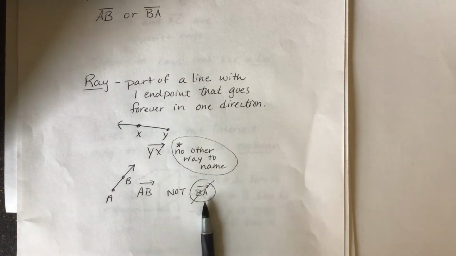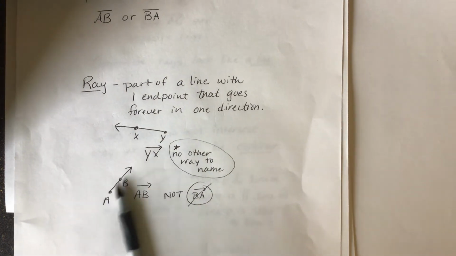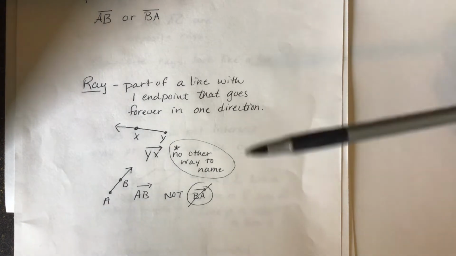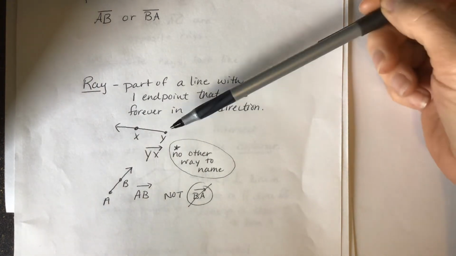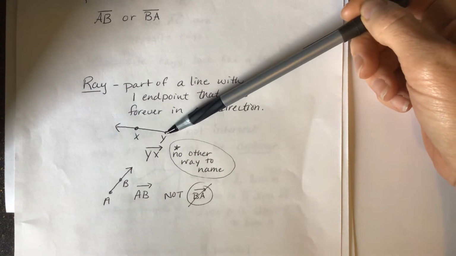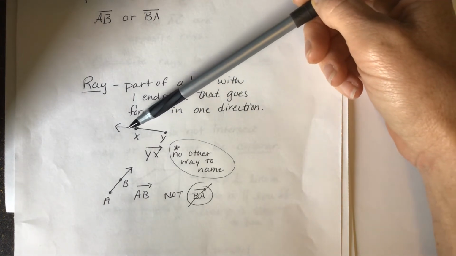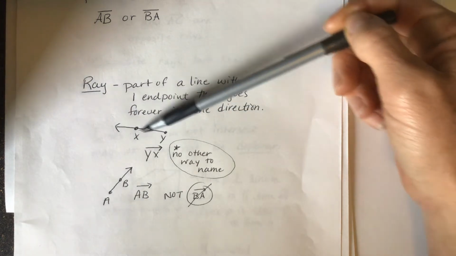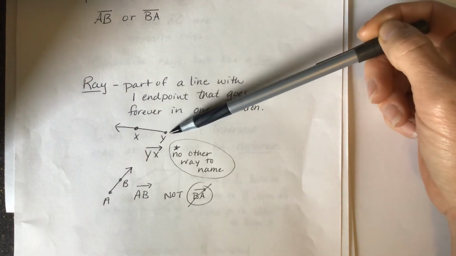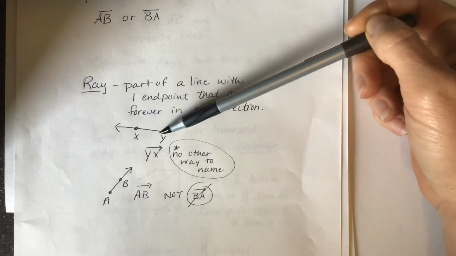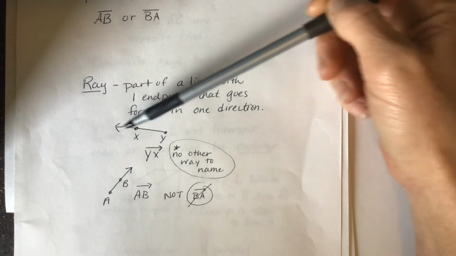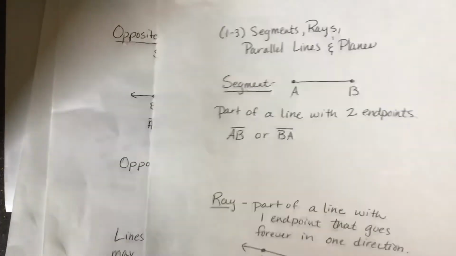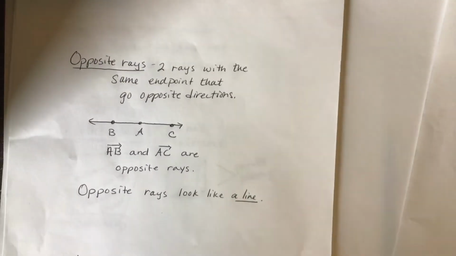You cannot name a ray by just any letter that's on the ray. You have to name it by the endpoint. Because when we call a ray YX, that means we're starting at Y and we're going in the direction of X forever. The only way this would have another name is if we had another point, maybe Z is right here. Then we could call it YZ, or we could call it YX, because we're starting at Y and we're going forever in this direction.